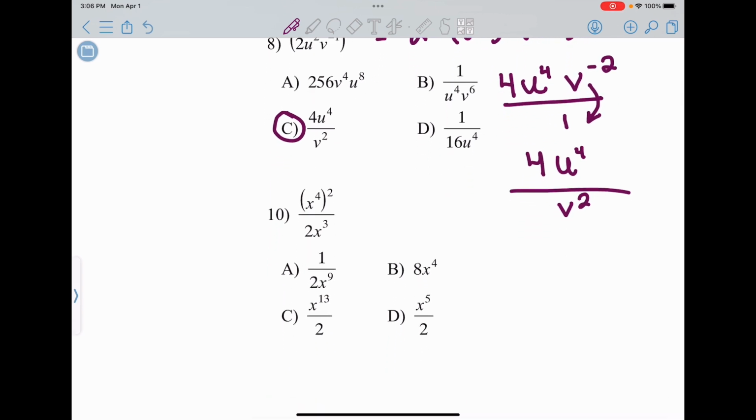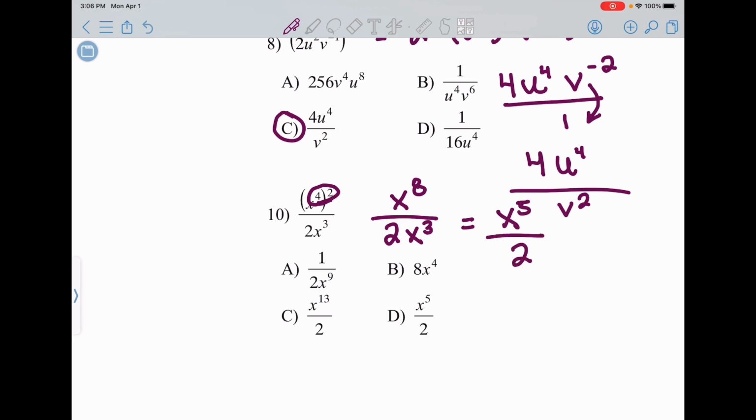Last one, number 10. Once again, if I raise a power to a power, I multiply them together. So this leaves me with x to the power of 8 over 2x to the power of 3. But I can keep simplifying since both of these have a base of x. When I divide with exponents, I subtract them. So 8 minus 3 leaves me x to the power of 5, and that 2 is still in the denominator. There's no reason why that 2 would have come up to the numerator. It stays in the denominator with that x to the power of 5 on top. And so that is a review of our properties of exponents.